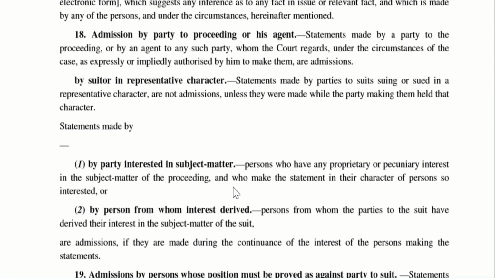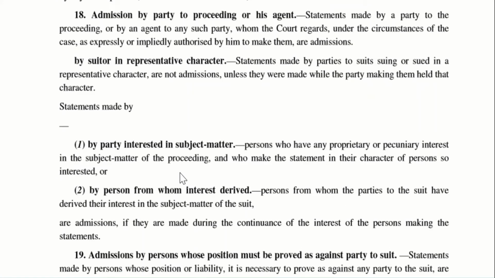Under what situation is an admission made by a party considered to be an admission? All these come to a single point. If I am a person having a right as a representative, or having an interest in the subject matter, or I have derived some interest from somebody, in all these cases, all these aspects should continue when I make the statement. If that is not continuing, any statement made by me is not an admission.